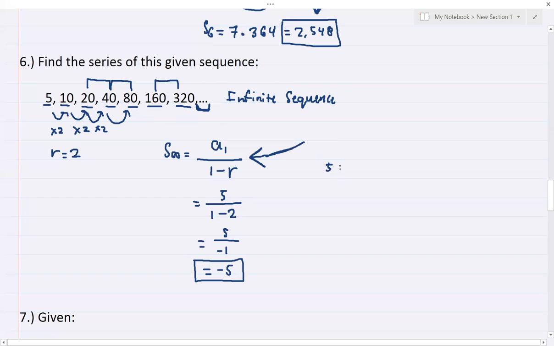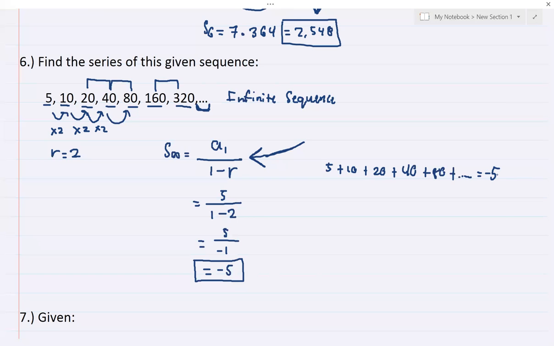So it's like 5 plus 10 plus 20 plus 40 plus 80 and so on is equal to negative 5. So that is your answer. You may not believe me because it's addition, right? You're going to add all of them, so why was there a negative answer at the end? That is actually a more in-depth explanation, which I highly suggest you search on Google or an internet website.